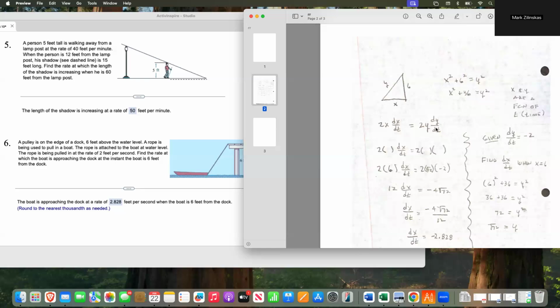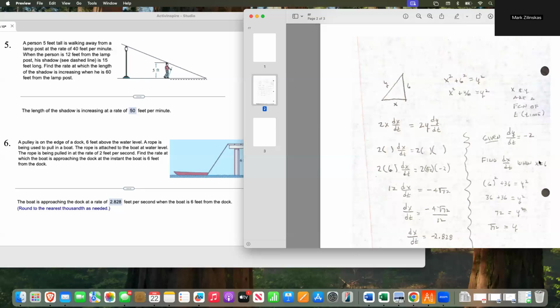Again, keep in mind, what are we doing? We want to solve for dx/dt when x is 6. So all I need to do is substitute the values into this equation for x, y, and dy/dt in order to solve for dx/dt.